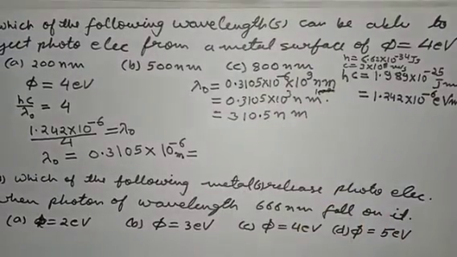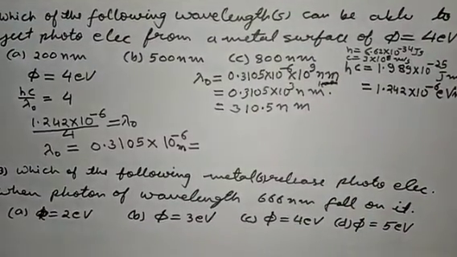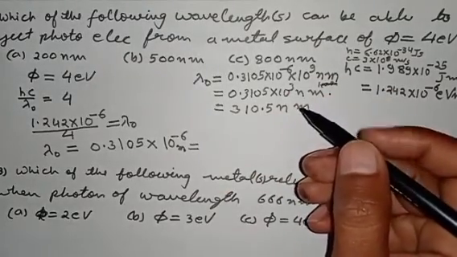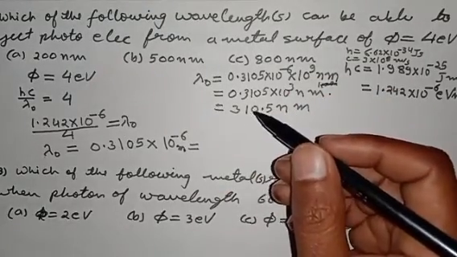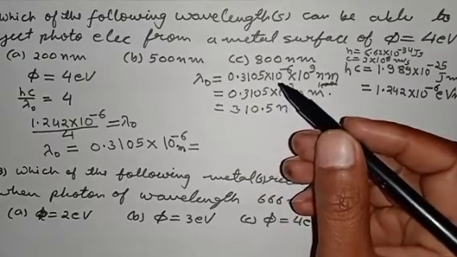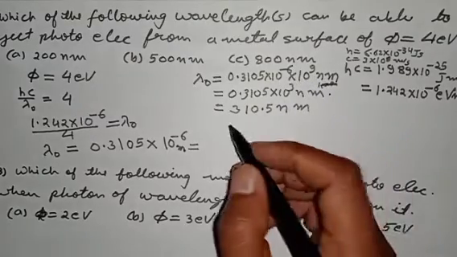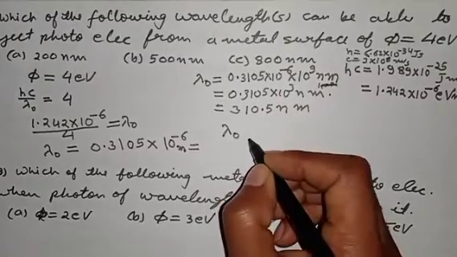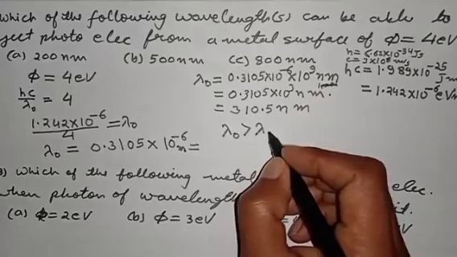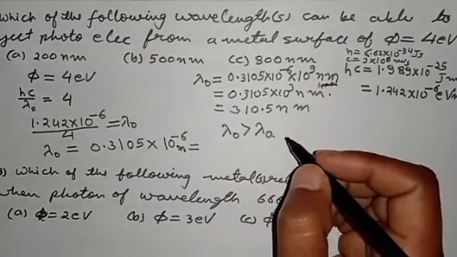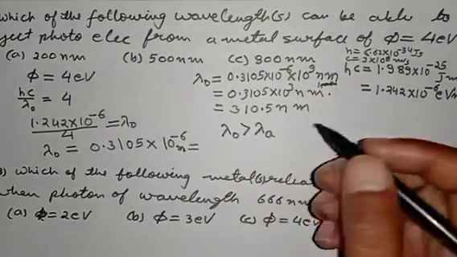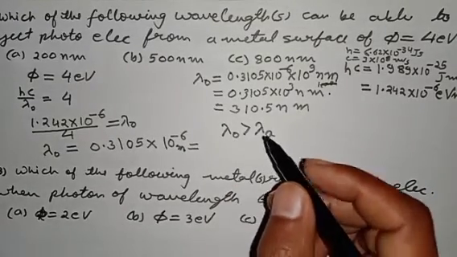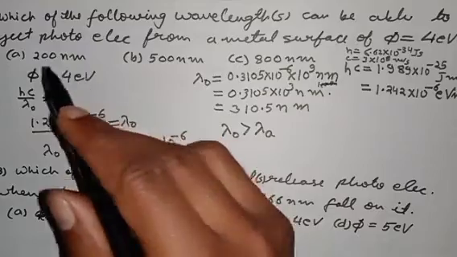So what is the definition of threshold wavelength? It is the maximum wavelength above which photoelectric effect does not take place. So all the wavelengths which are above this cannot eject electrons. So lambda naught is greater than lambda a, because for wavelength the case is reversed. So it means lambda a for this.